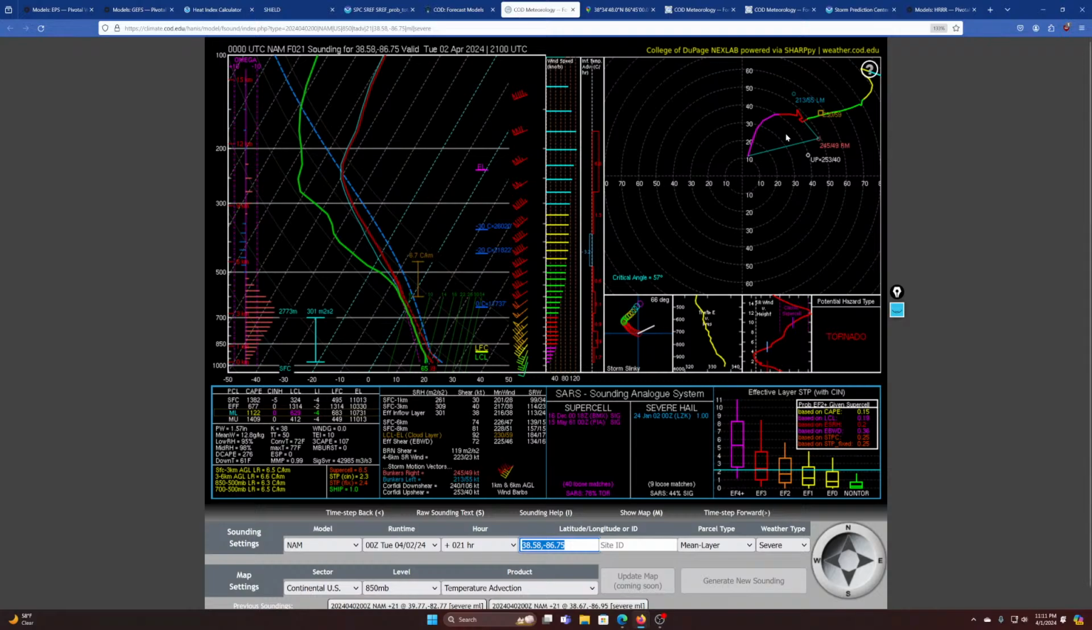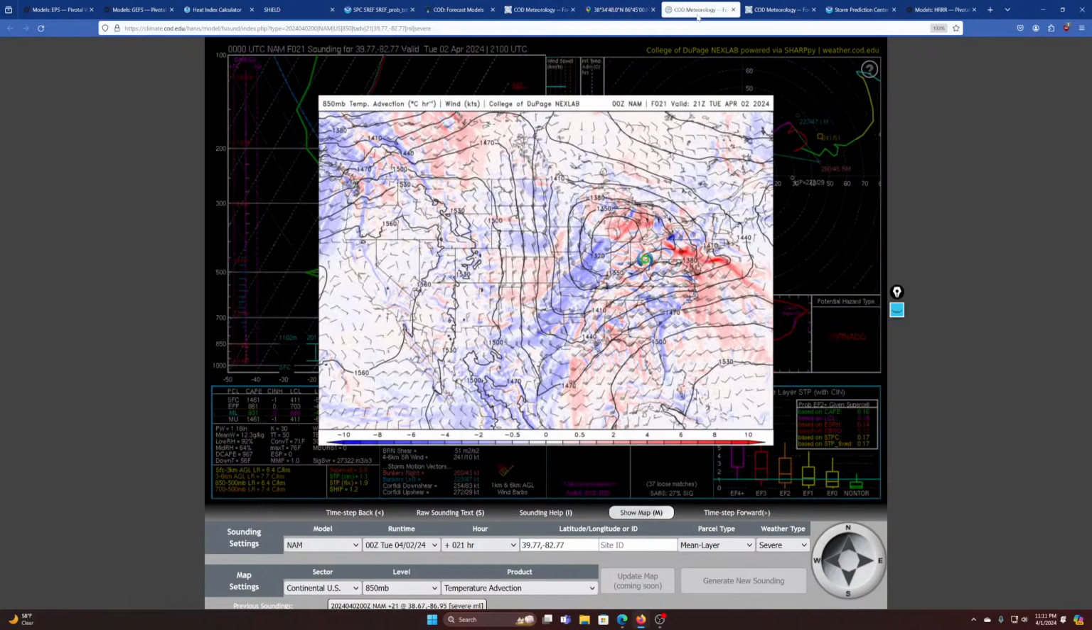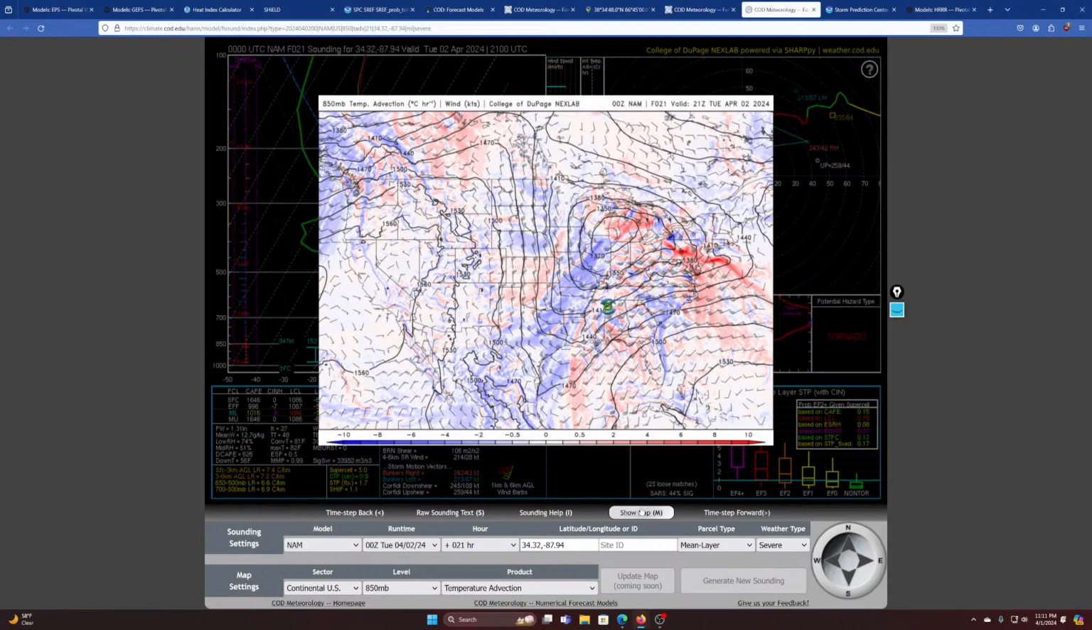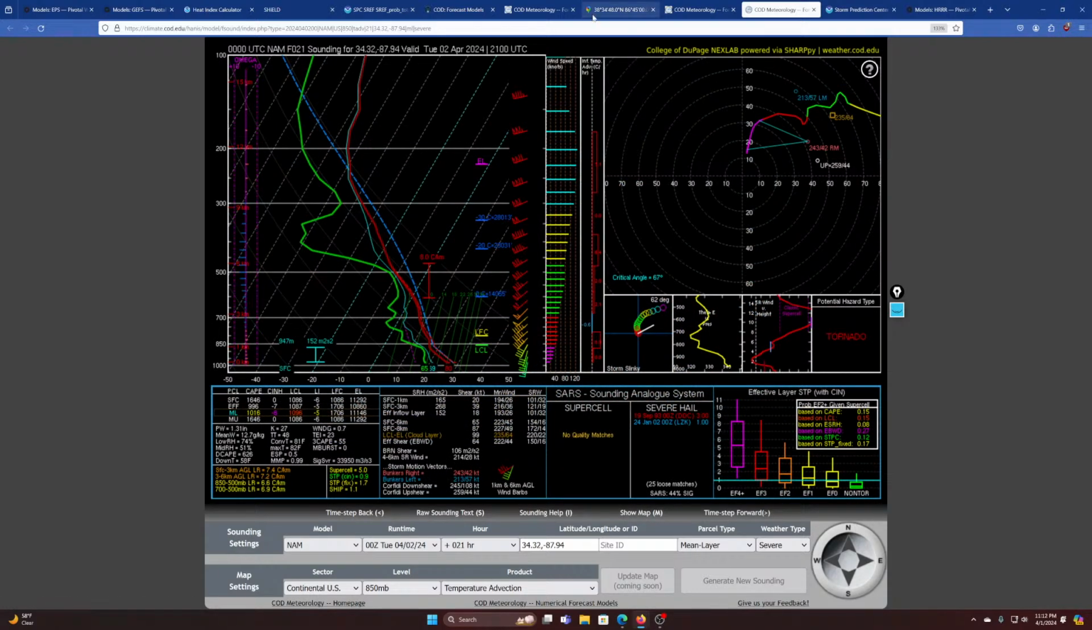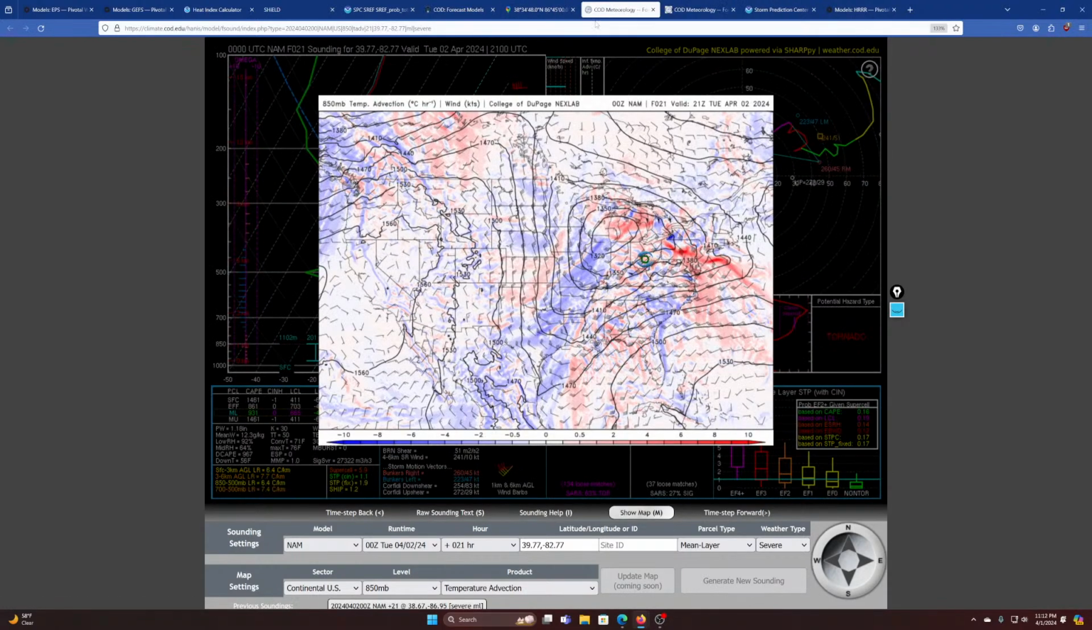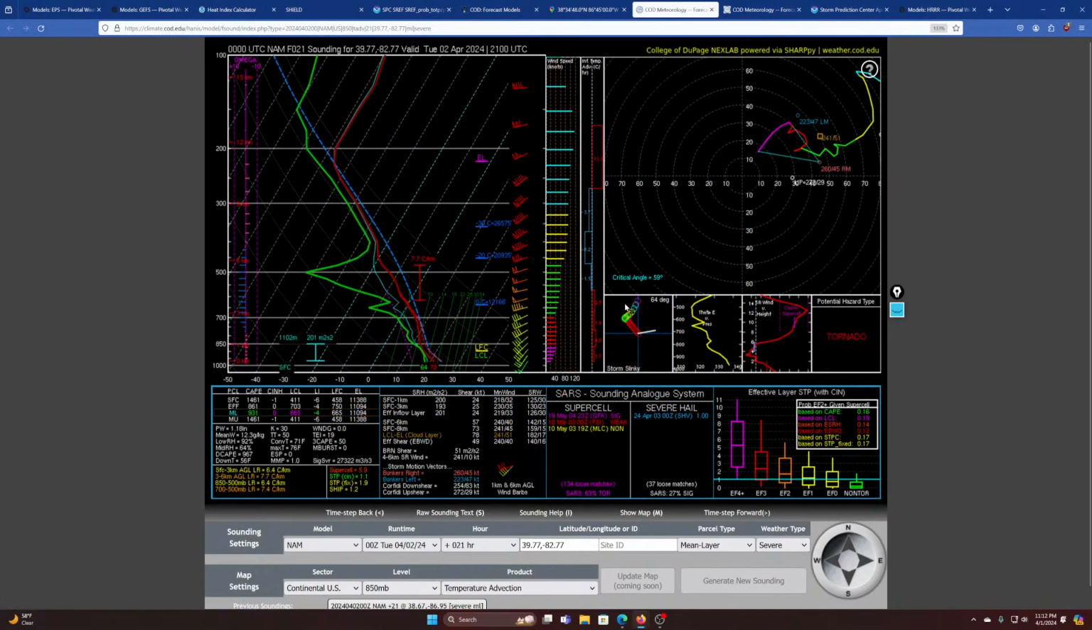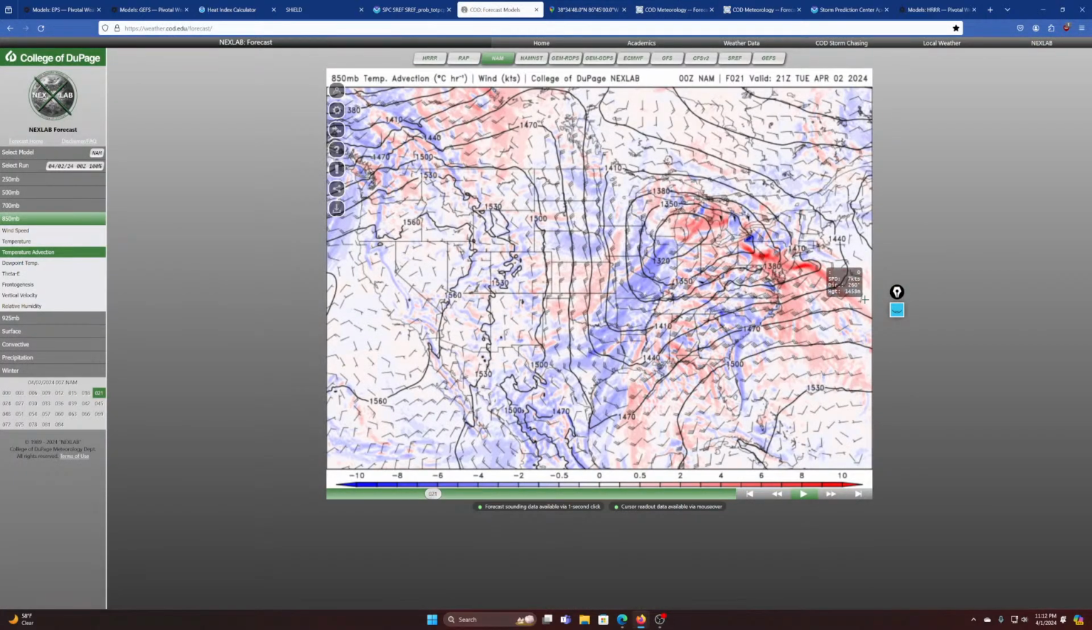To narrow it down, I could say, why don't I chase this instead of that? Well, I accidentally erased it, but here you can see that the 3CAPE was way higher. I forgot what I said. The numbers in the Indiana sounding I just did were way higher than the sounding, where was it? Let me find it again.